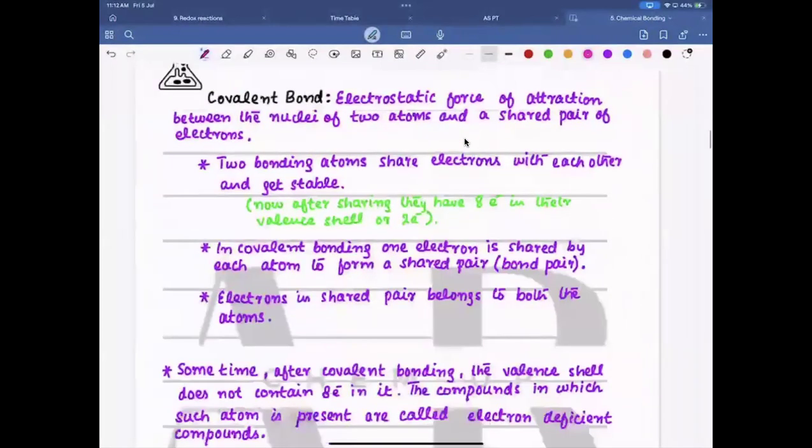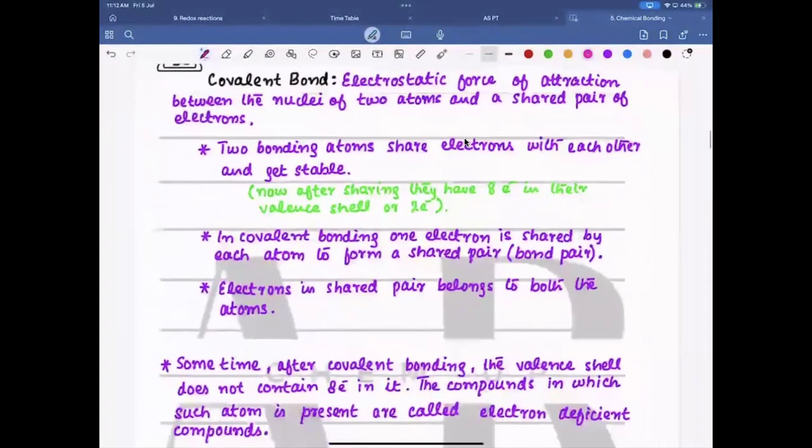So covalent bond, as we discussed earlier, is the electrostatic force of attraction between the nuclei of 2 atoms and a shared pair of electrons. So see, for example, if you recall the example of water. This is the pair of electrons, and it is shared by this nucleus and this nucleus. So that is a covalent bond. Is this understandable?